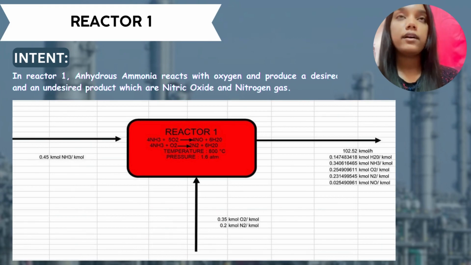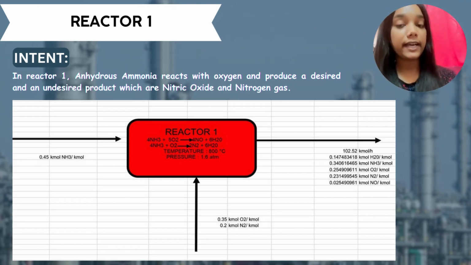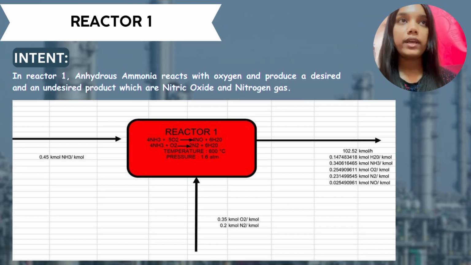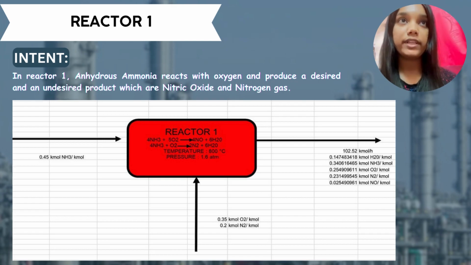In reactor 1, anhydrous ammonia will react with oxygen and nitrogen to produce a desired and undesired product, which is nitric oxide and also nitrogen gas. So there will be 2 equations, one desired and another undesired. We have a selectivity of equation 1 over equation 2, which is 0.35, and we have the conversion, which is 22.4%. Ammonia will convert to nitrogen oxide.